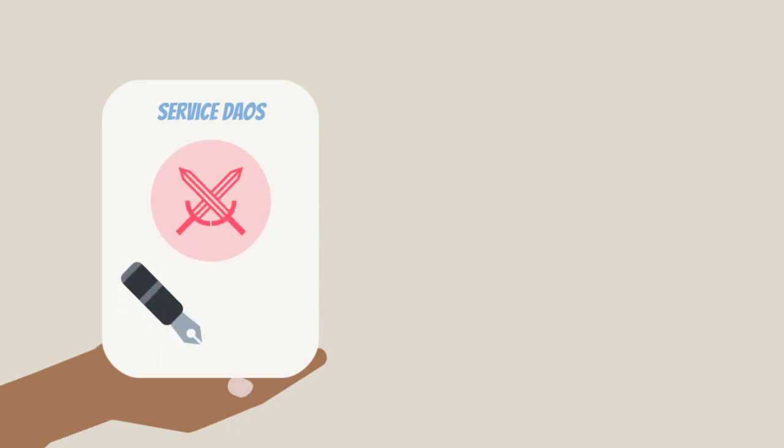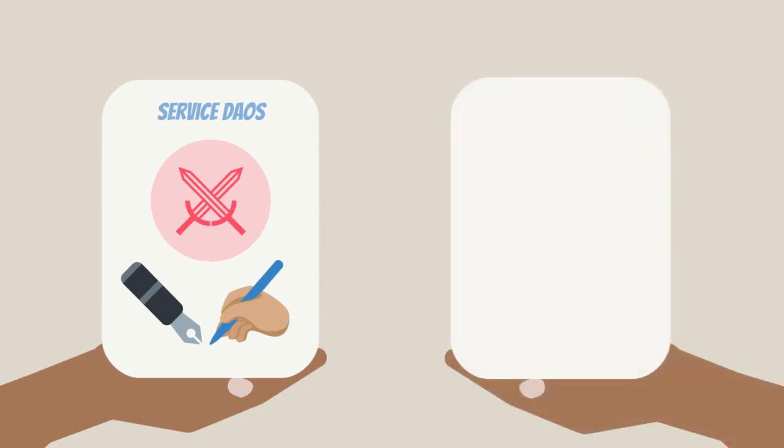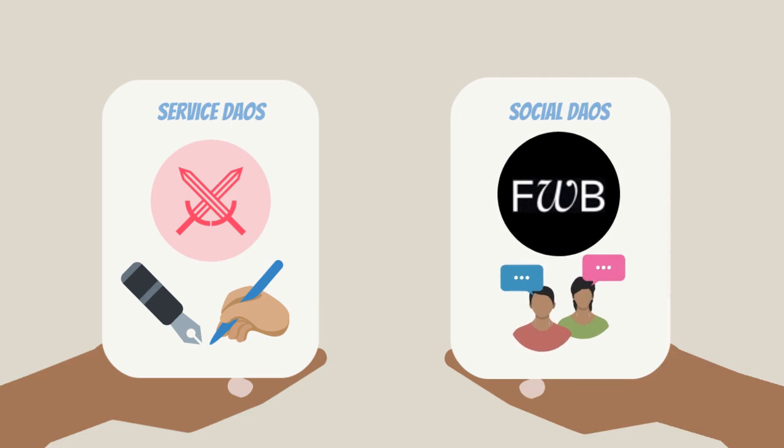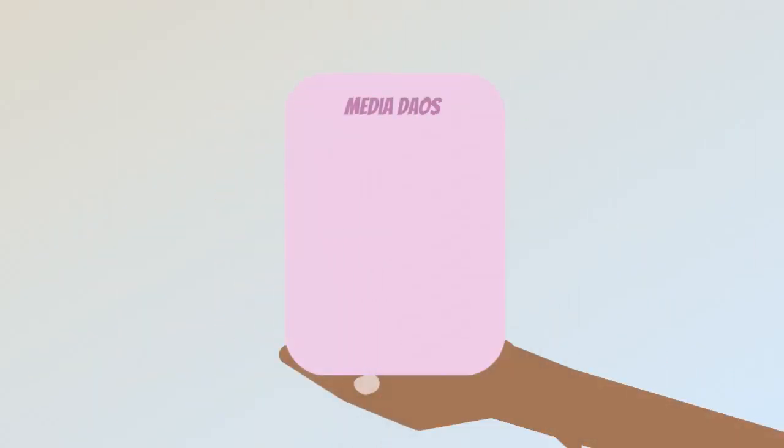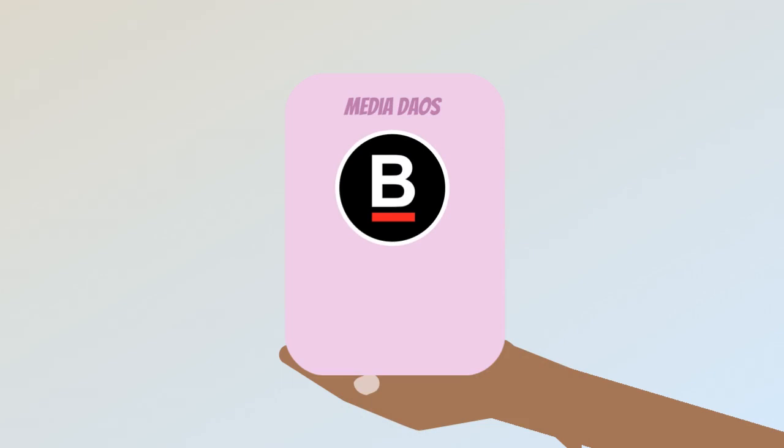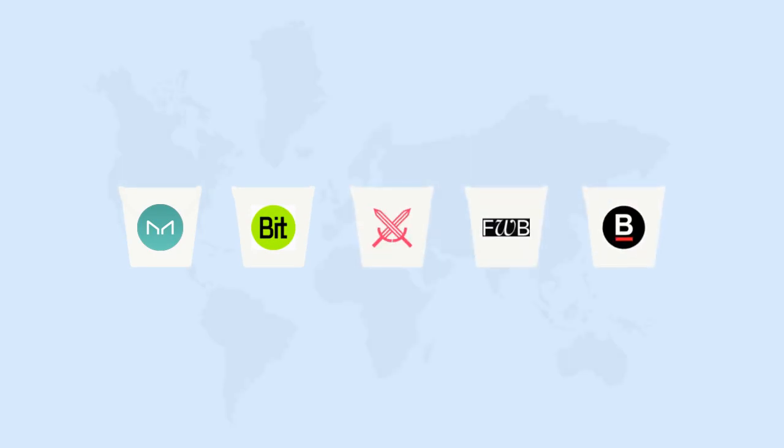Service DAOs, like Raid Guild, provide specific services like graphic designing, ghostwriting, etc. Social DAOs, like the Friends with Benefits DAO, focus on building a solid network for people to interact. And media DAOs, like Bankless DAO, help in enhancing the interaction between creators and consumers. This is, however, not an exhaustive list, and several other types of DAOs have also been formed and implemented over the years.